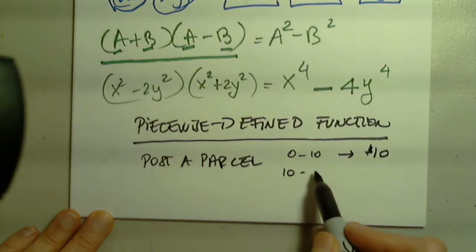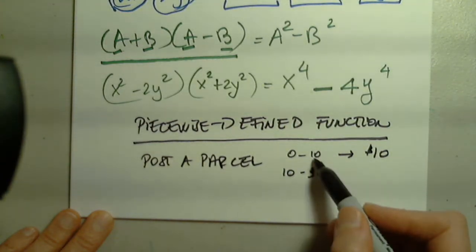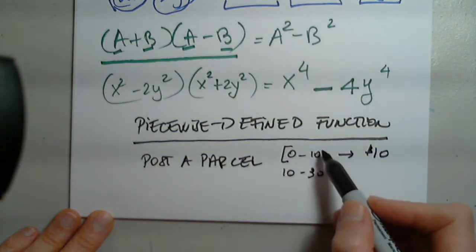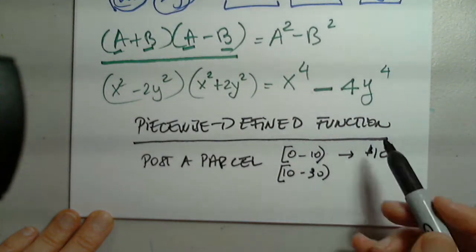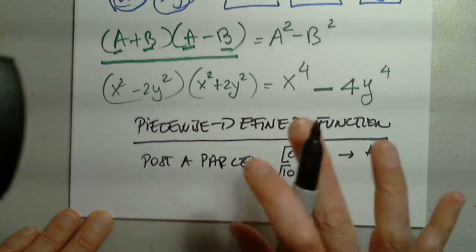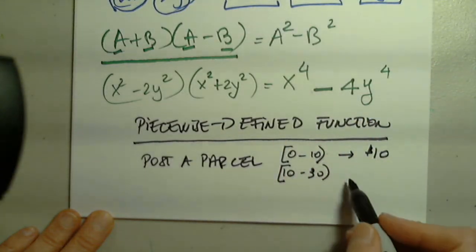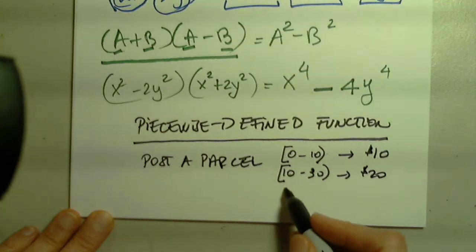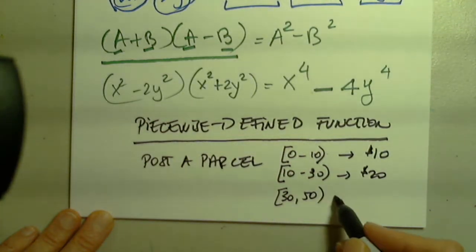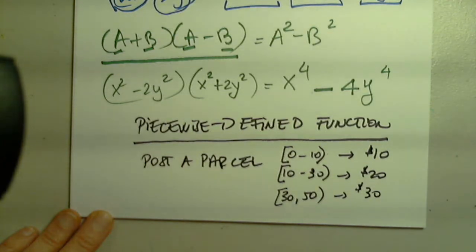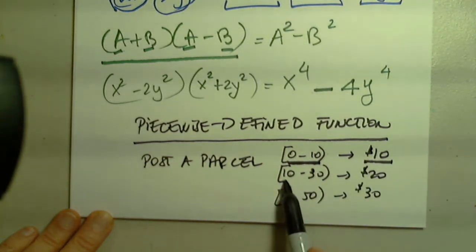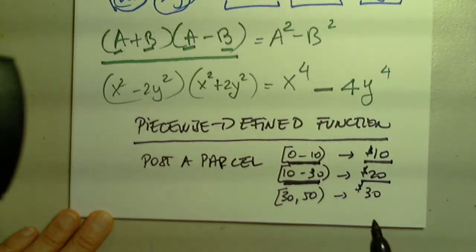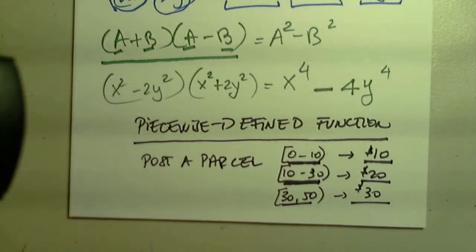If it measures between 10 and 30, not 10, right? So closed at 0, open at 10, closed at 10, open at 30, one or the other, it doesn't matter. I can close here or open here, it doesn't matter, but not the same, not in both. Let's say it costs $20. Now between 30 and 50, okay, now this is costing us $30. This is a piecewise defined function. So for a certain weight, this is the function. For another weight, this is the function. For another weight, this is the function.